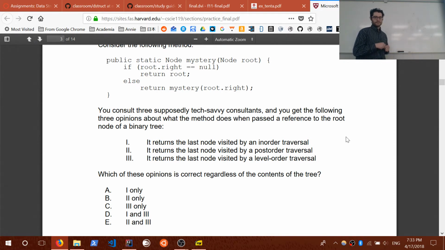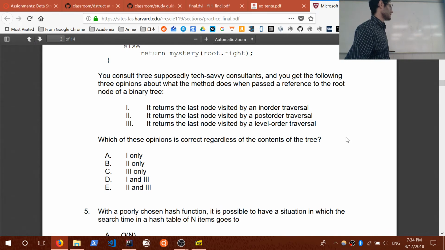Consultant 3 says it returns the last node visited by a level order traversal. Now, that works for the tree I have on the board, but we have to make sure it works in all cases. So let's say I remove the last node over here. The last node returned by a level order traversal would be F. The biggest node in the tree would be C. So our consultant in this case would be wrong. So my answer I would go with 1, unless I've previously misinterpreted the question, I'd say A.